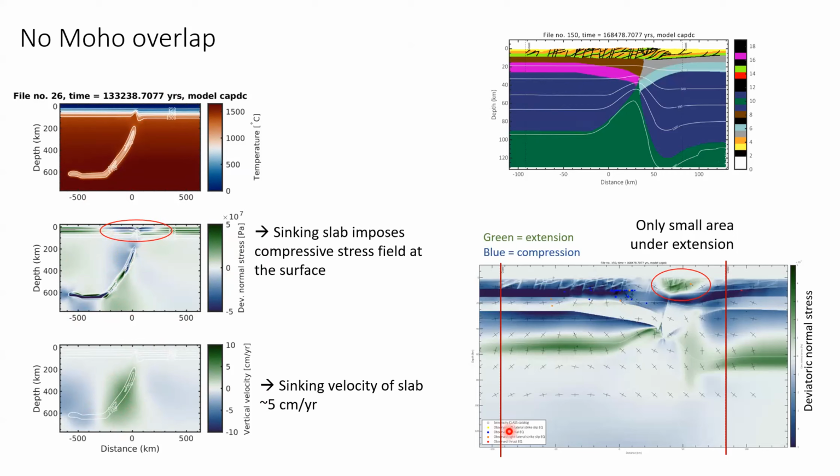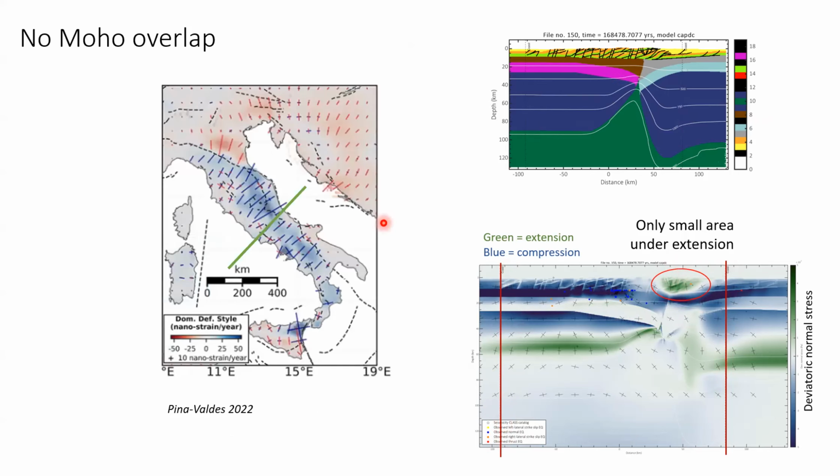And on the right, I'm showing a zoom of the deviatoric normal stress, where again, green is extension and blue is compression. And in red, I showed the coastlines of Italy. And my model only shows a very small area under extension. Whereas in Italy, we observe a large region of extension.